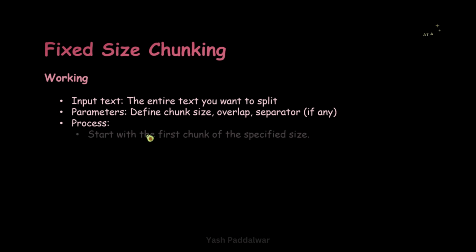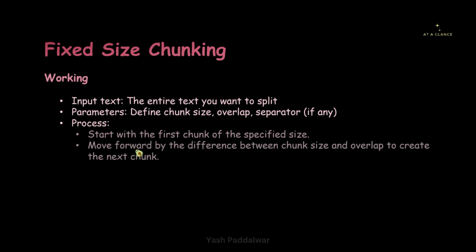In this process, firstly, it starts with the first chunk of the specified size. That means it will iterate over the text, and whenever it encounters the limit where the chunk size is fulfilled, it will stop there and it will consider that many characters into the first chunk. Next, it will continue and it will move forward by the difference between the chunk size and overlap to create the next chunk. Now, once the first chunk is created, for the creation of the next chunk, the overlap of the number of characters that were defined earlier will also be considered from the previous chunk.